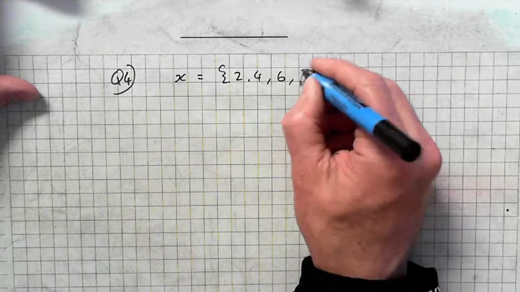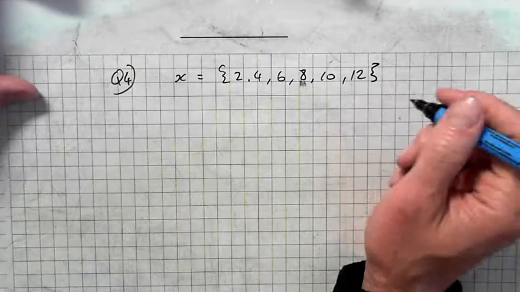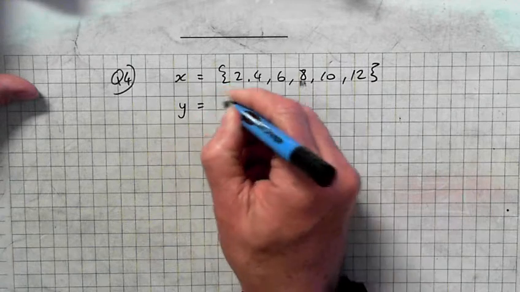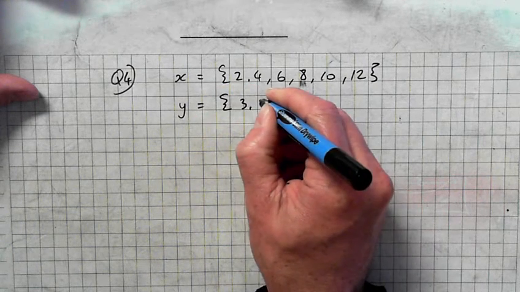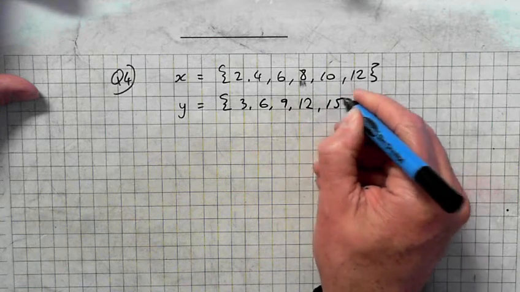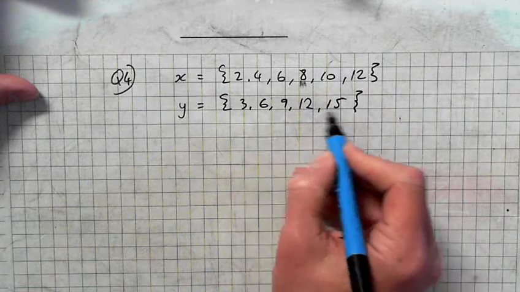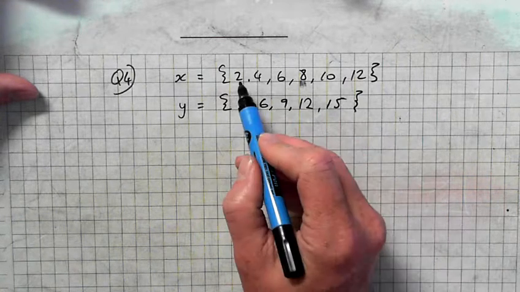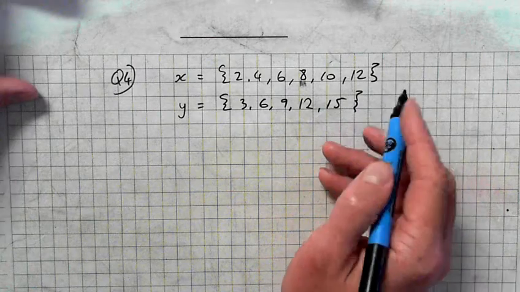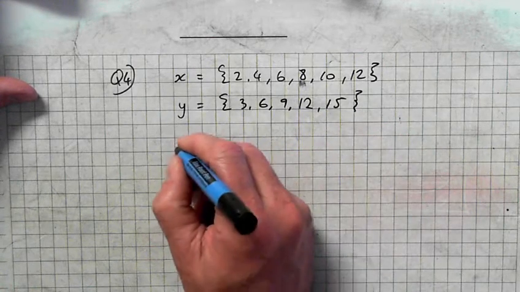Two, 4, 6, 8, 10 and 12. These are all even numbers. And y is a set of elements 3, 6, 9, 12, 15. Y is a set of elements that are multiples of 3. This is the set of elements which are multiples of 2, aren't they? Right. Find x less y.